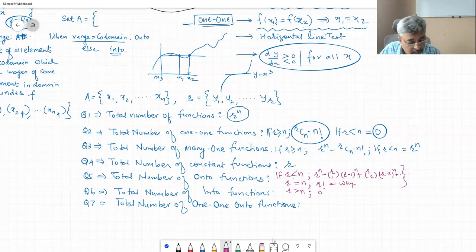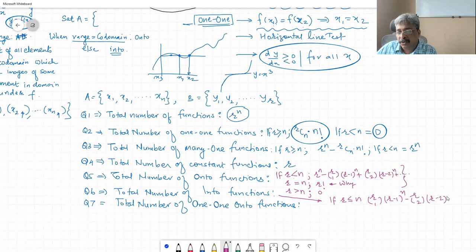The number of into functions is going to be the complement of onto functions. Therefore, if r is less than or equal to n, the number of into functions will be r raised to n minus this long chain: r choose 1 times (r minus 1) raised to n, minus r choose 2 times (r minus 2) raised to n, plus dot dot dot. And if r is greater than n, then the answer will be r raised to n, because it is r raised to n minus 0.